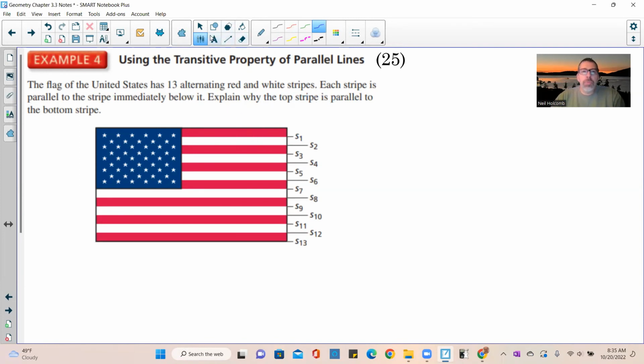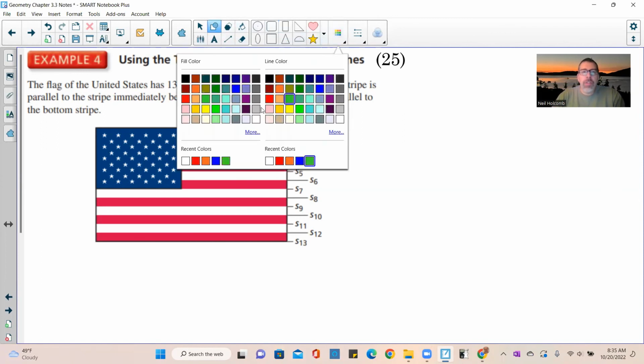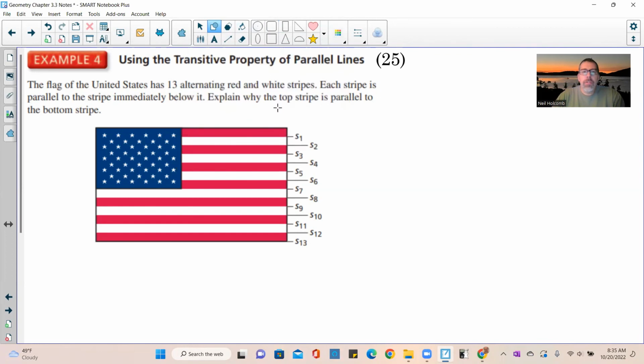So what we're trying to prove here is, let me just highlight this. How about I do it with green? So here is the top row stripe. What we want to prove is that if I moved it down here, it would land right on top because they're parallel. That is our goal.